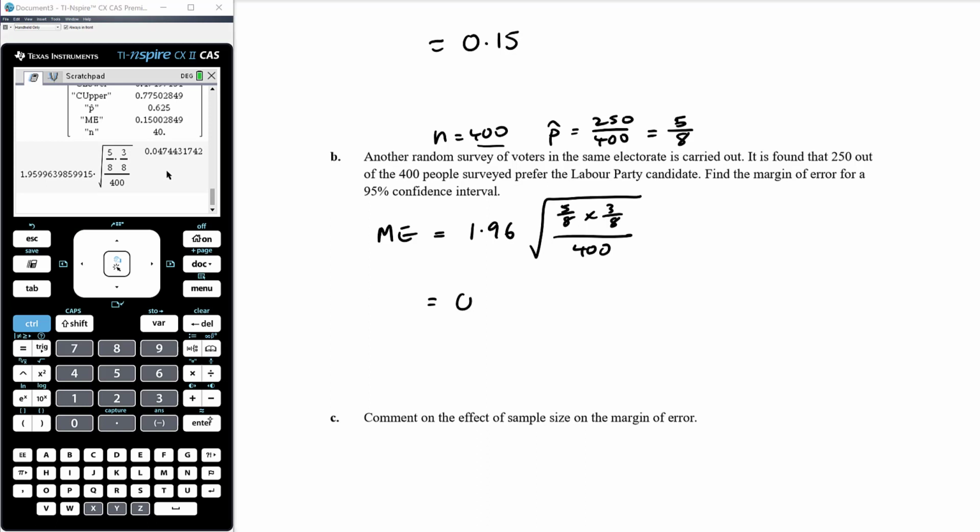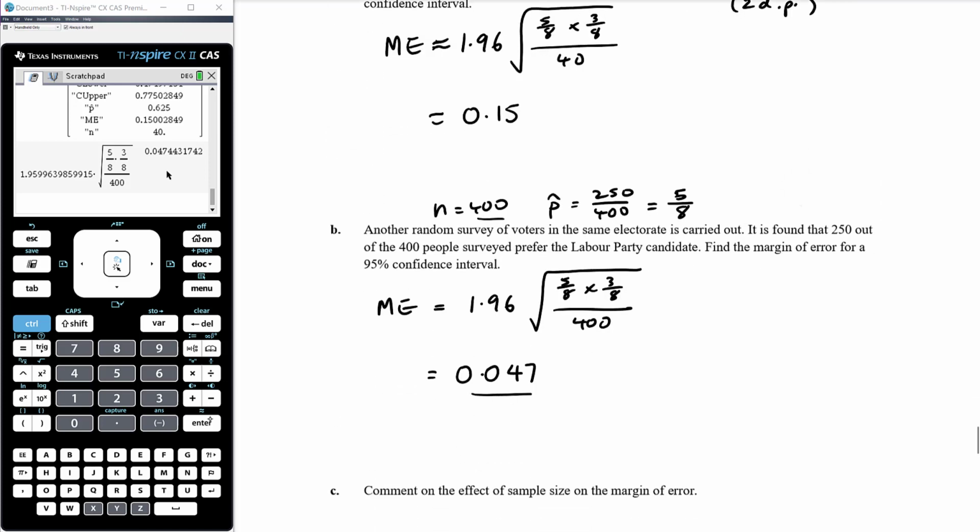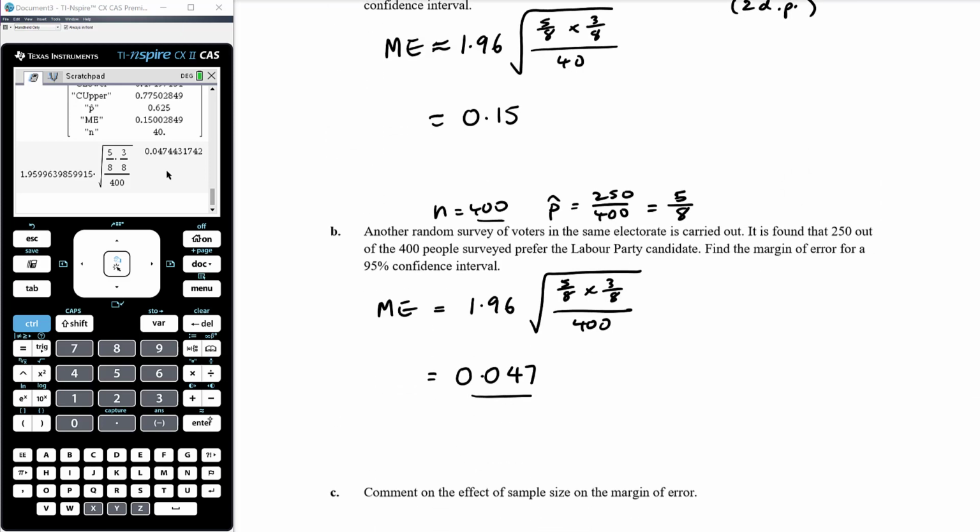And we find that is 0.047. So we've actually got quite a lot lower margin of error. It's nearly 3 times lower, by increasing the sample size. Everything else is the same. The proportions are the same. But if we have a larger sample size, our margin of error is going to be smaller.